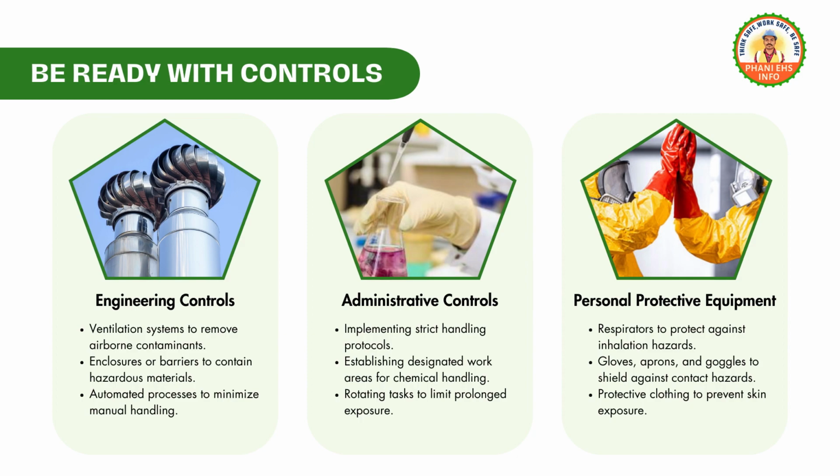Personal protective equipment, PPE, serves as a final line of defense against chemical hazards. Examples of PPE include respirators to protect against inhalation hazards, gloves, aprons, and goggles to shield against contact hazards, and protective clothing to prevent skin exposure.